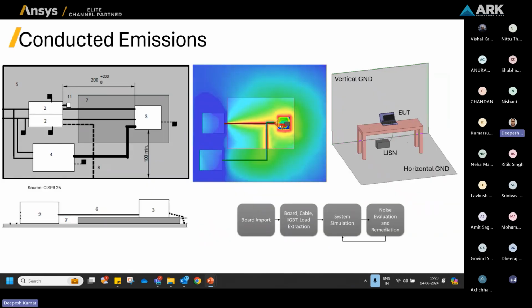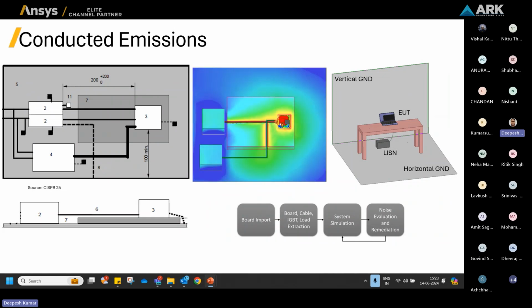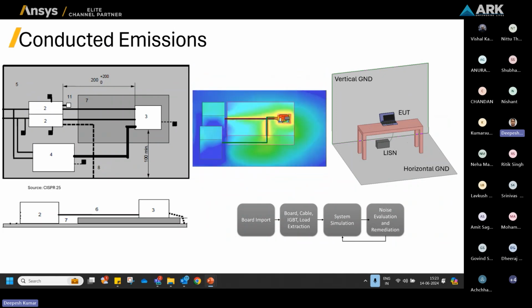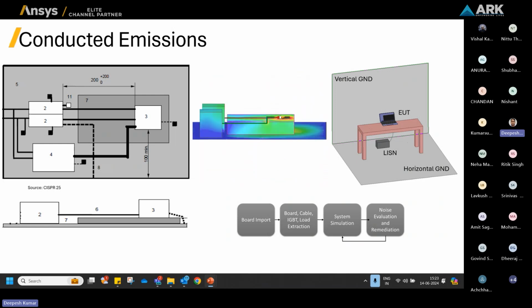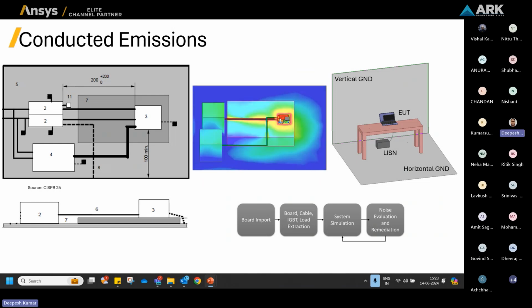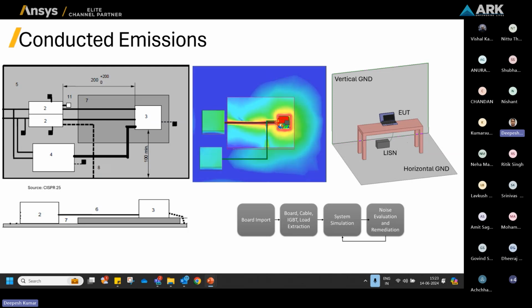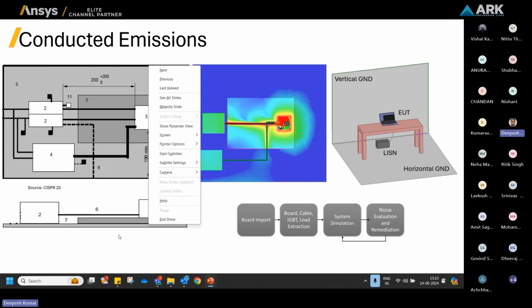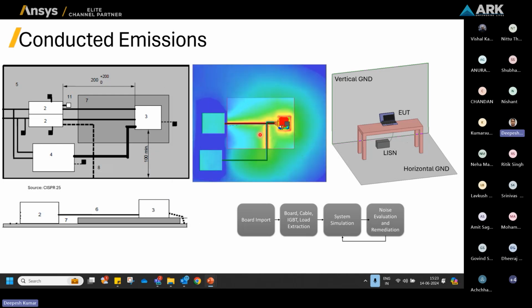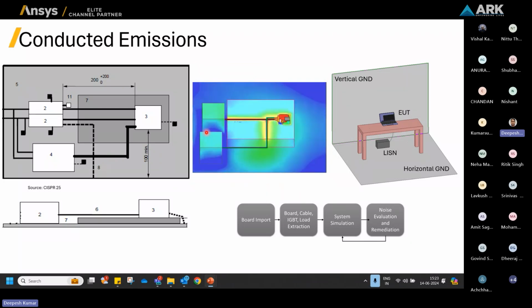So this is one of the conducted emission tests, which has been done in Ansys HFSS. What is basically achieved here? With the help of HFSS, we can use the simulation to extract the parasitics of the cable. Here the cables are there. Let me show you with the pointer. Cable connectors, PCBs, and LISN and the load.